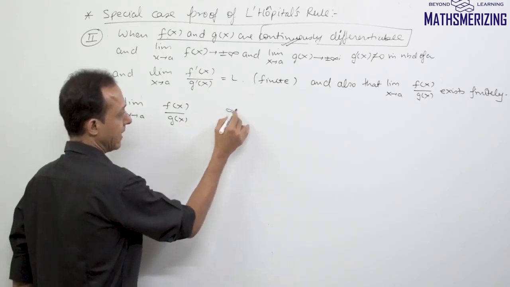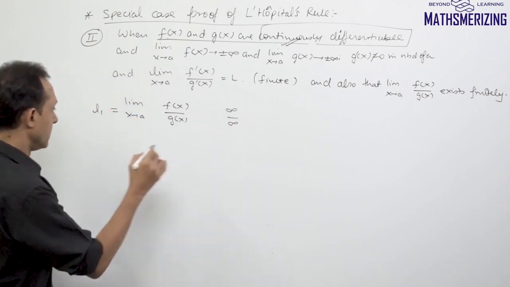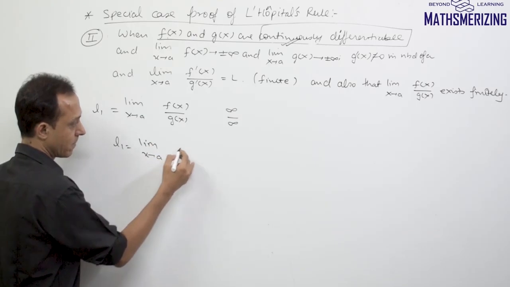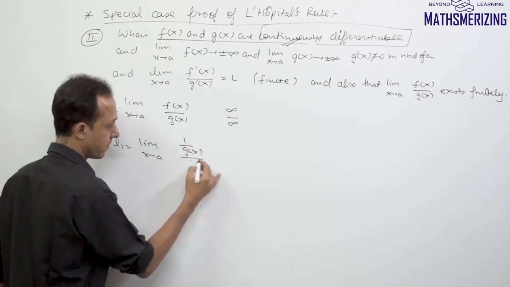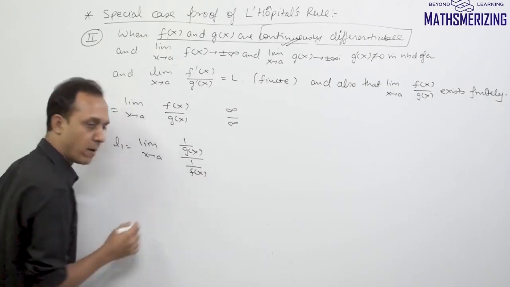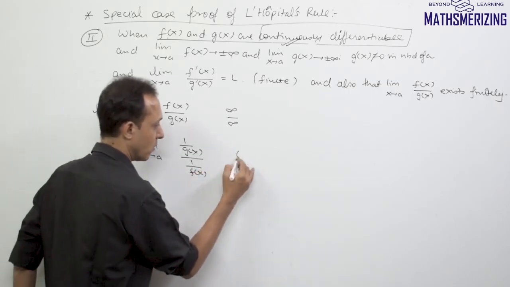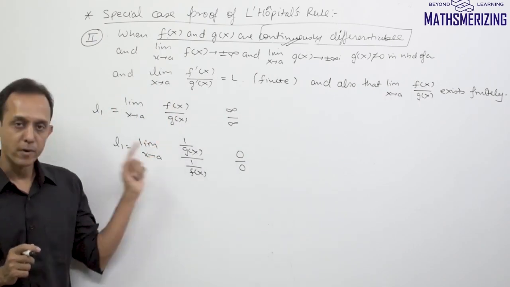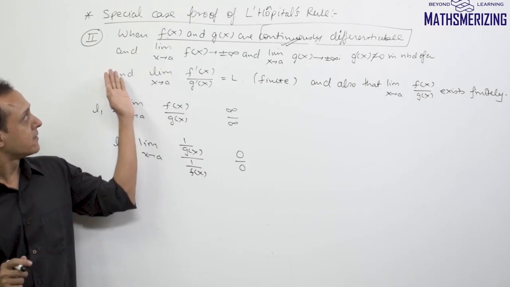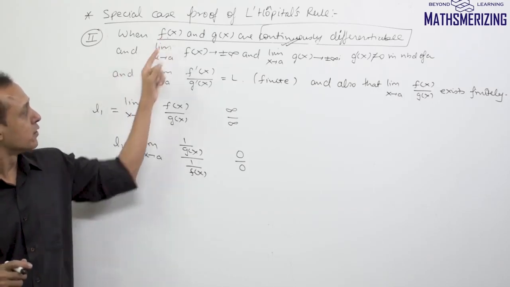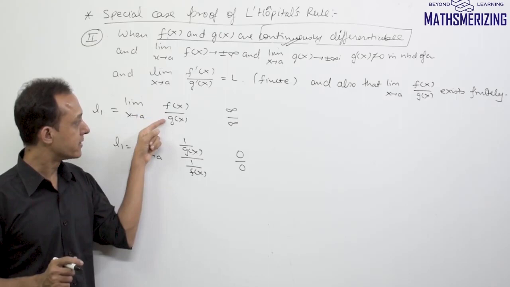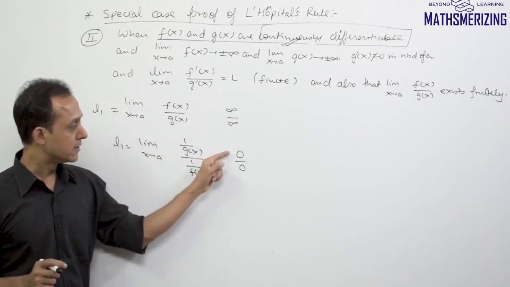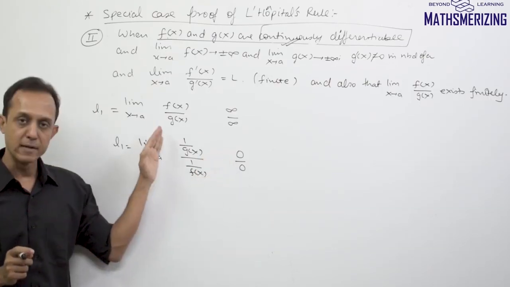Now we know that it is infinity upon infinity form. So I can write L1 as limit x tends to a 1 upon g(x) upon 1 upon f(x). So 1 upon g(x) will be 0 and 1 upon f(x) will be 0. So I've expressed it as 0 upon 0 form. Now in the first case, we have already proved that limit x tends to a f(x) upon g(x) is equal to limit x tends to a f'(x) upon g'(x) when it is 0 upon 0 form. So now in this case, I can apply L'Hopital's rule.